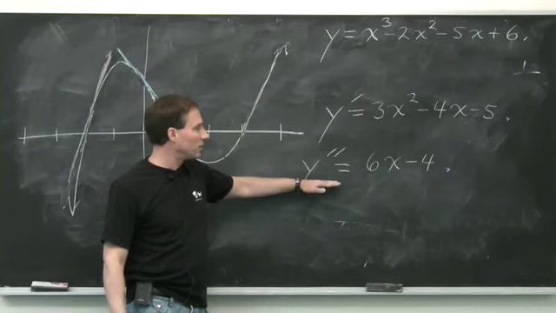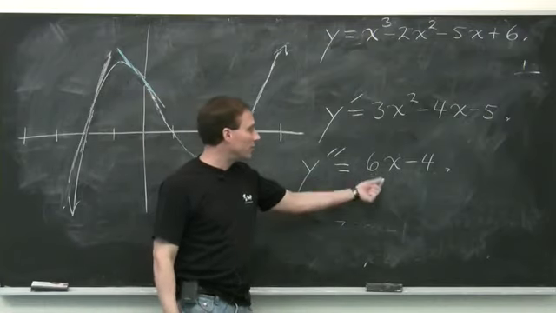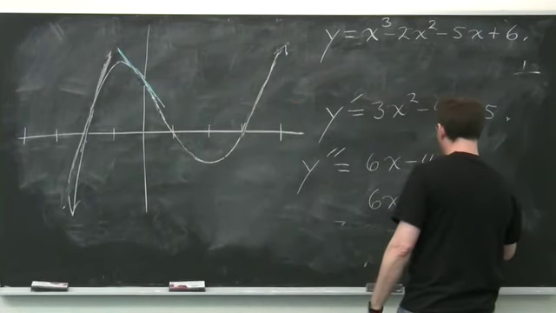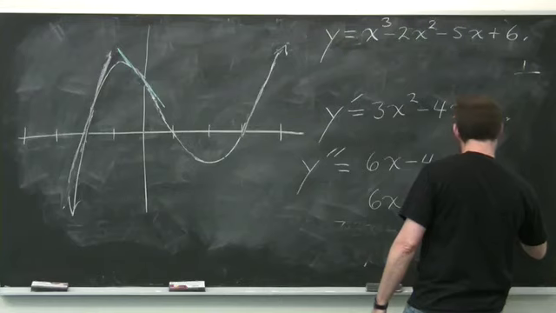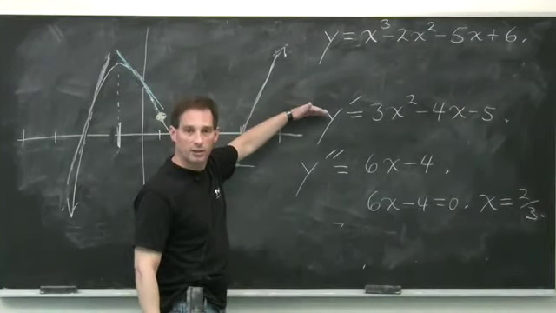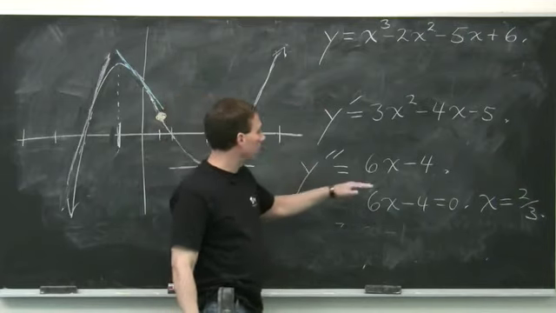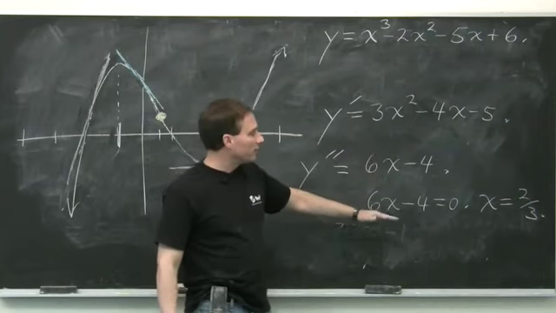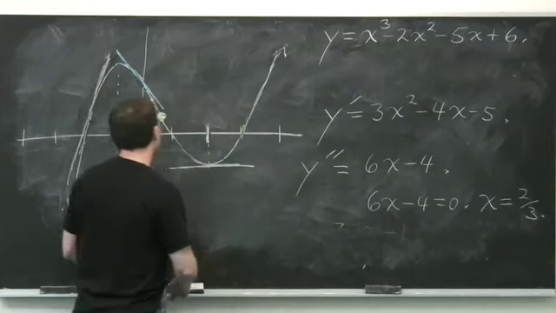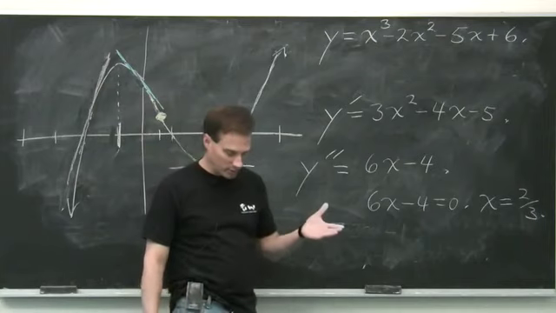Where is that positive and where is it negative? Well, let's look at where it's 0. 6x minus 4 equals 0 when x is 4/6, or what's the same thing, 2/3. It's easy to calculate the first derivative, easy to calculate the second derivative. It's easy to find where the second derivative is 0. It's when x is 2/3. So, okay, the second derivative is 0 when x is 2/3.